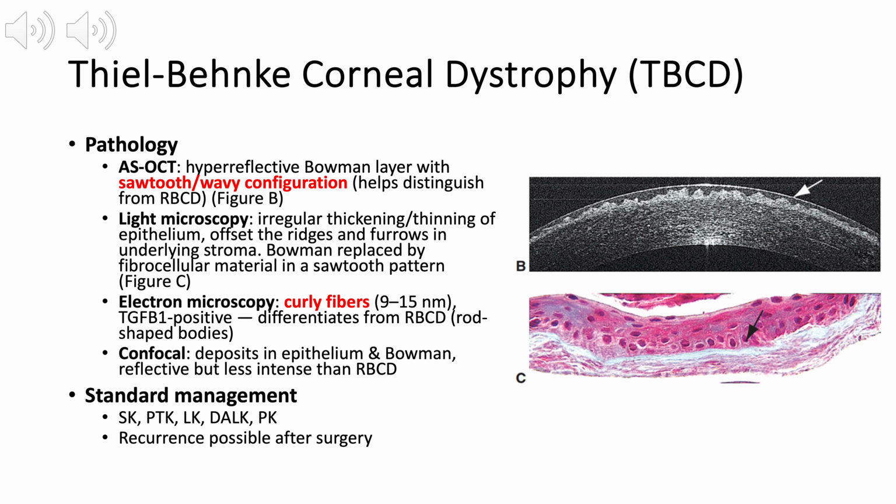On electron microscopy, curly fibers measuring 9 to 15 nanometers, which are TGF-beta1 positive, differentiate Thiel-Behnke from Reese-Buckler's, which shows rod-shaped bodies instead. Confocal microscopy reveals reflective deposits in both the epithelium and Bowman layer, though these are less intense than those seen in Reese-Buckler's. Similar to Reese-Buckler's and the other corneal dystrophies coming up in future slides, management includes SK, PTK, LK, DALK, and PKP.